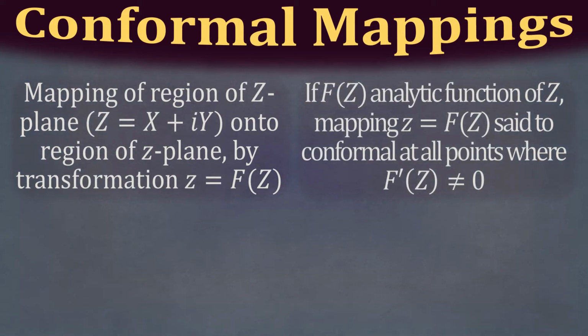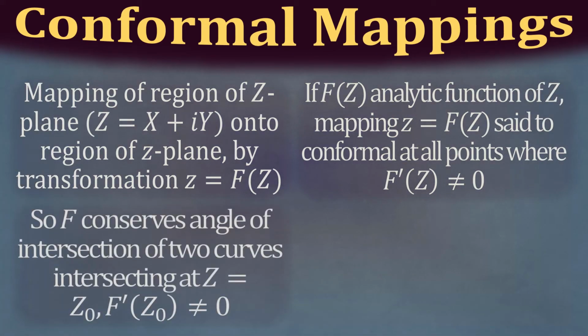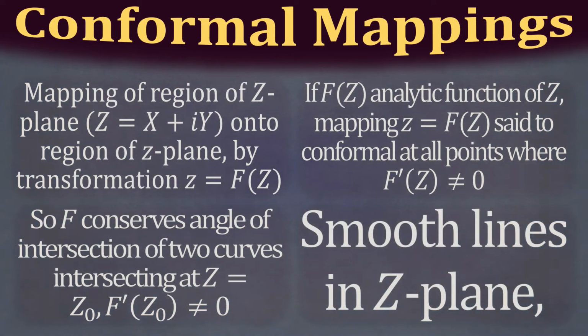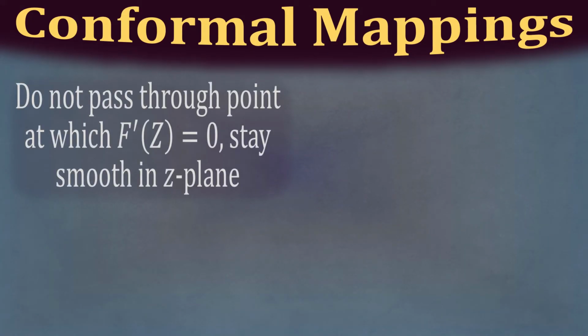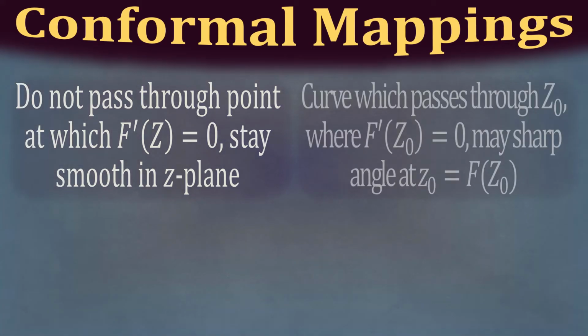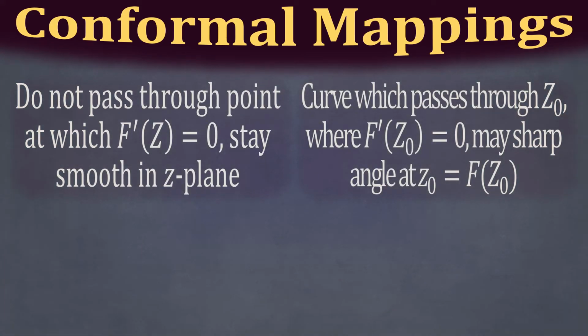An interesting property of conformal mappings is that f conserves the angle of intersection of two curves intersecting at capital Z equals capital Z0, where f dash of capital Z0 does not equal 0. A consequence of this result is that smooth lines in the capital Z plane which do not pass through a point at which f dash of Z equals 0 stay smooth in the lowercase z plane. However, a curve which passes through capital Z0 where f dash of Z0 equals 0 may have a sharp angle at lowercase z0 equals f of capital Z0. Next, let's give the application of conformal mappings to simple fluid flows.